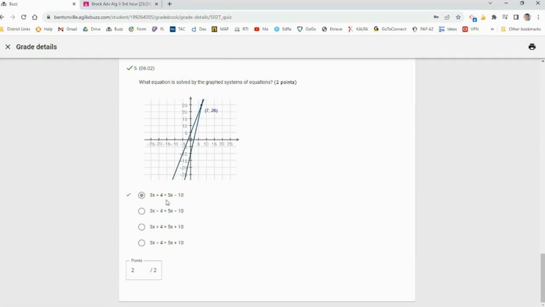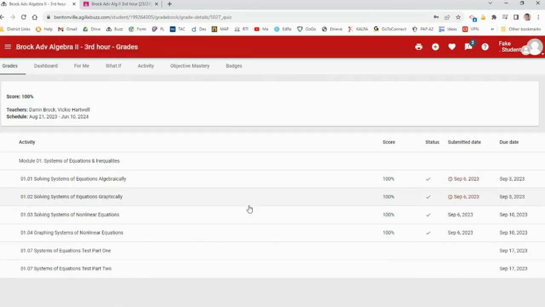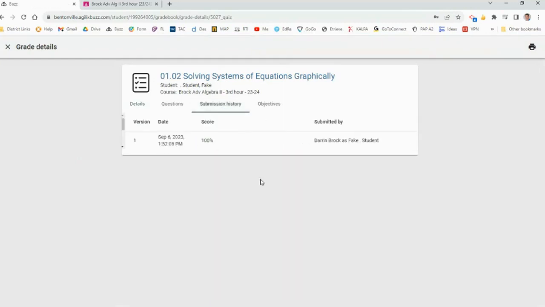See, there's what it was. It said 3x plus 4 equals 5x minus 10. That was the correct answer, check mark. If you had one wrong, it'd give you an X like this. Oh, I thought it was this one, but this was the correct answer. So you can go back and look at anything you missed. You can also look back and see if you tried more than once. Oh, this one I only tried one time, so I should be able to take it again, because I think most of them are set for 3 times. So you can see what the questions were and how many times you've submitted it.